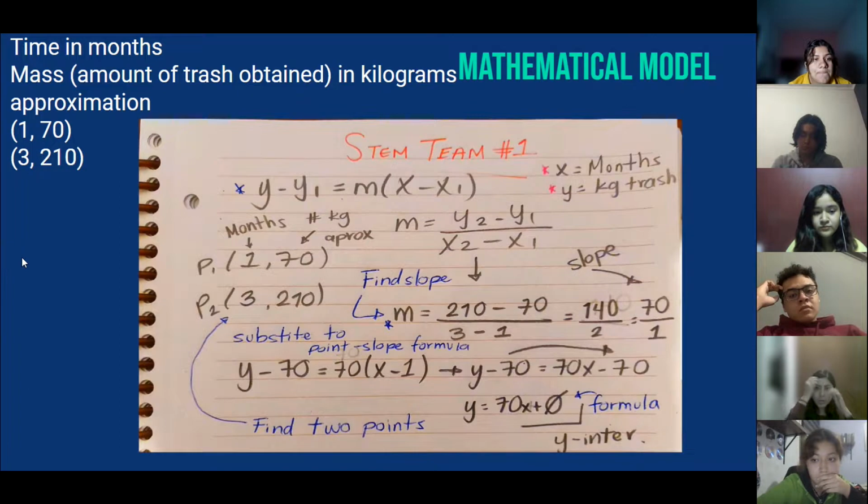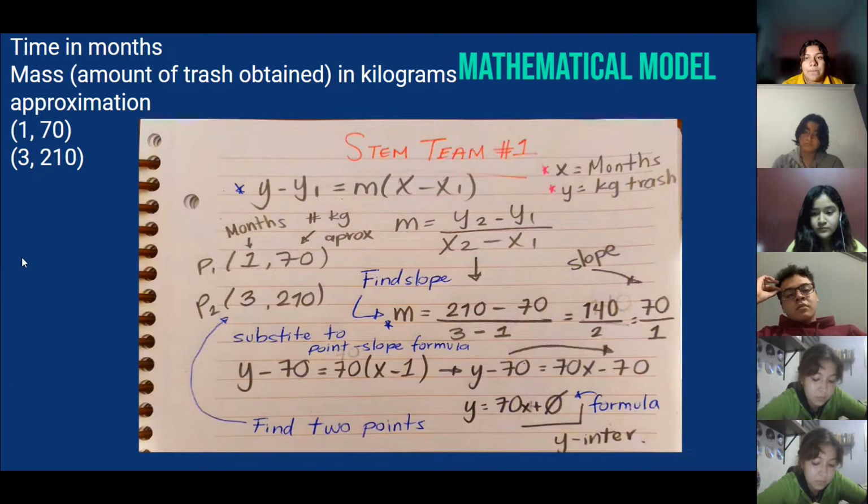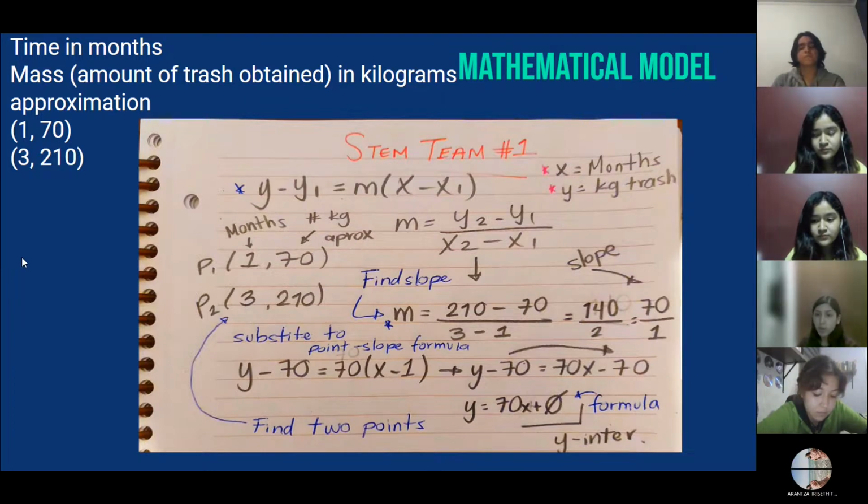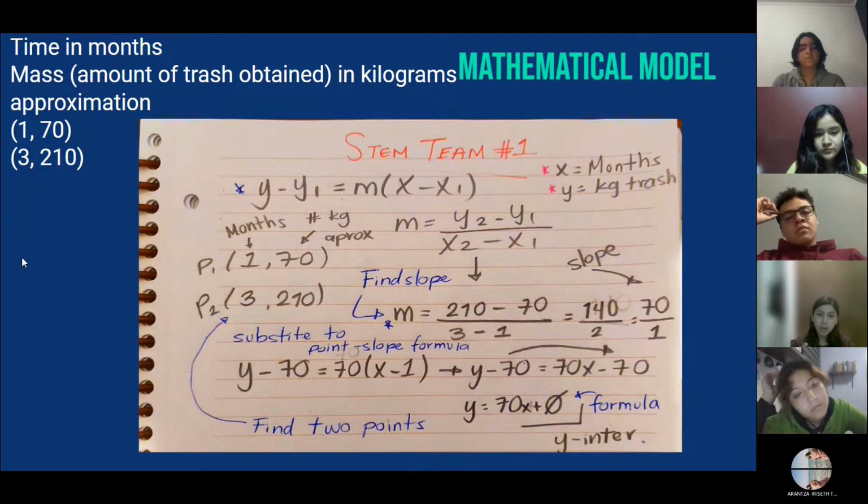Okay, so now I'm going to explain our mathematical model and the equations we used. In this case, we used the dependent variable, which is y, as the kilograms of trash, because the months of use, or the time, depend on the quantity of trash collected with our project. So we put as x, the independent variable, the months or the time in this case. And y will be kilograms of trash collected.